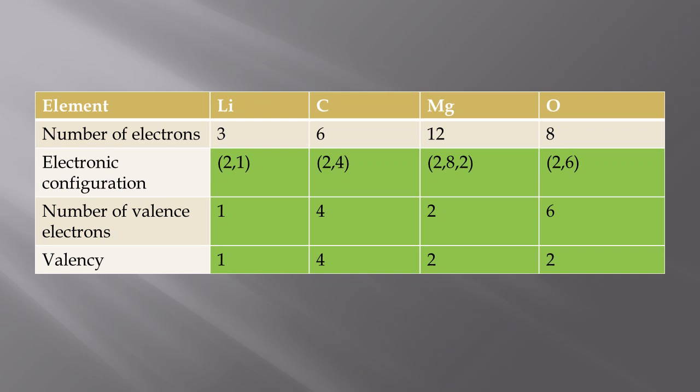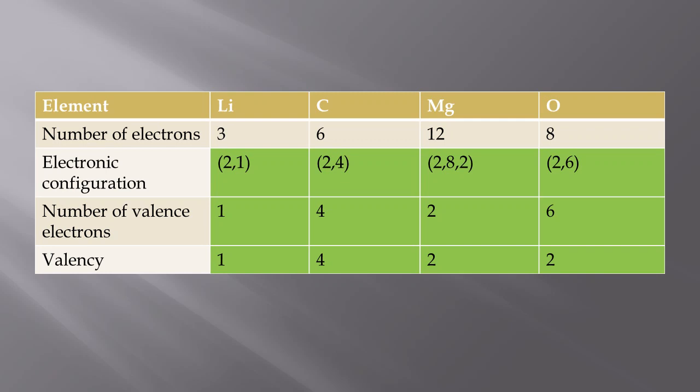So let's see the electronic configuration of lithium. It will be 2, 1. The number of valence electrons will be 1. Students, the valency is the same as the valence electron, 1. That is, if the number of valence electrons is less than 4, the valency will be the same as the valence electrons. Remember this in your mind. For carbon, the number of electrons is 6. So the electronic configuration will be 2, 4. Valence electrons will be 4 and valency also will be 4.